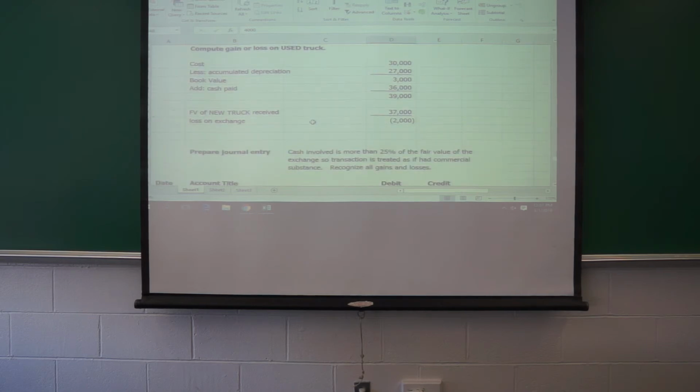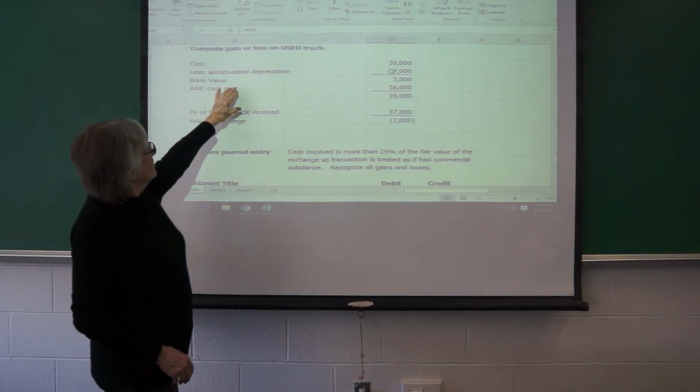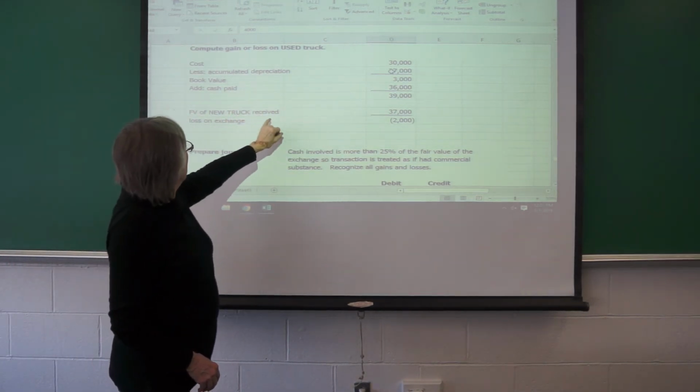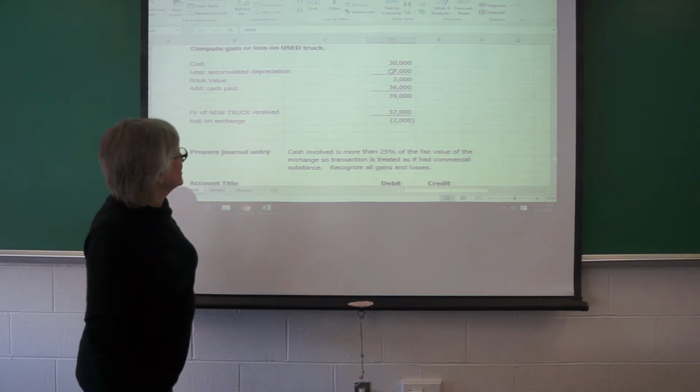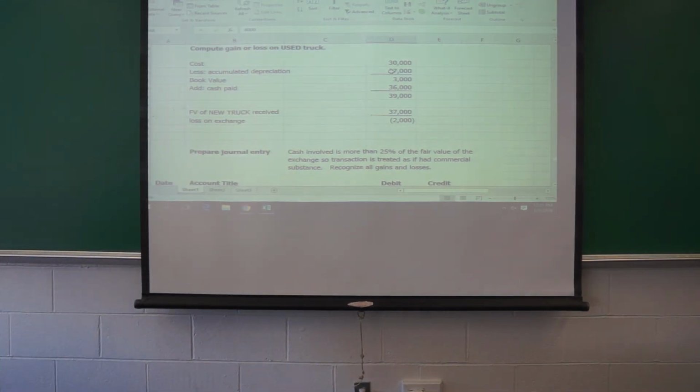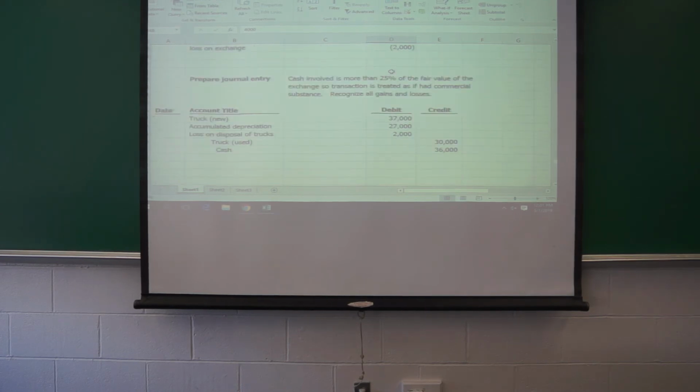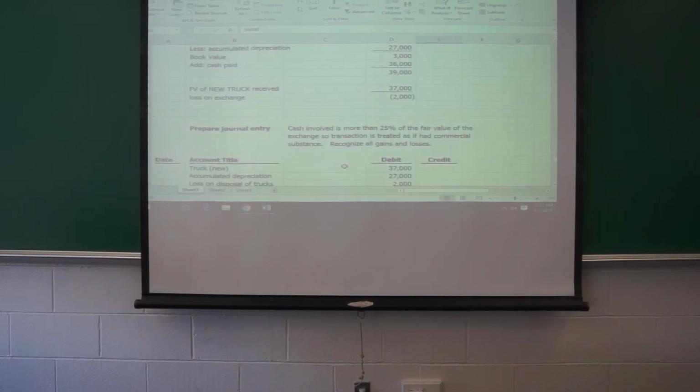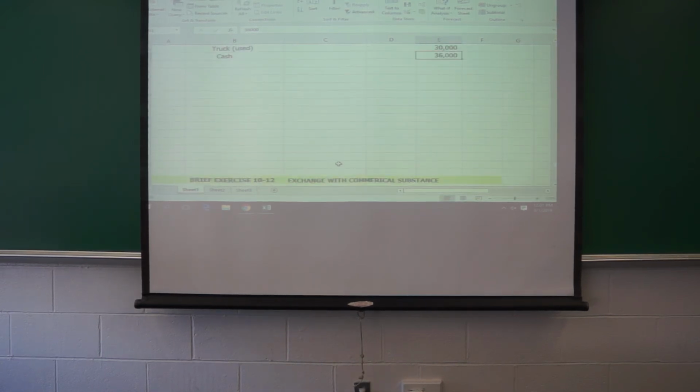So when we do this, we compute the gain or the loss. Here's the cost less accumulated depreciation, the book value of the old truck, plus the cash paid, against the new truck received, and we've got a loss. And so the new truck comes on at the fair value. Here is our accumulated depreciation, here is our loss, the old truck comes off, and that's the cash we paid. So that's the tricky one, when the cash is a large percentage of the transaction.